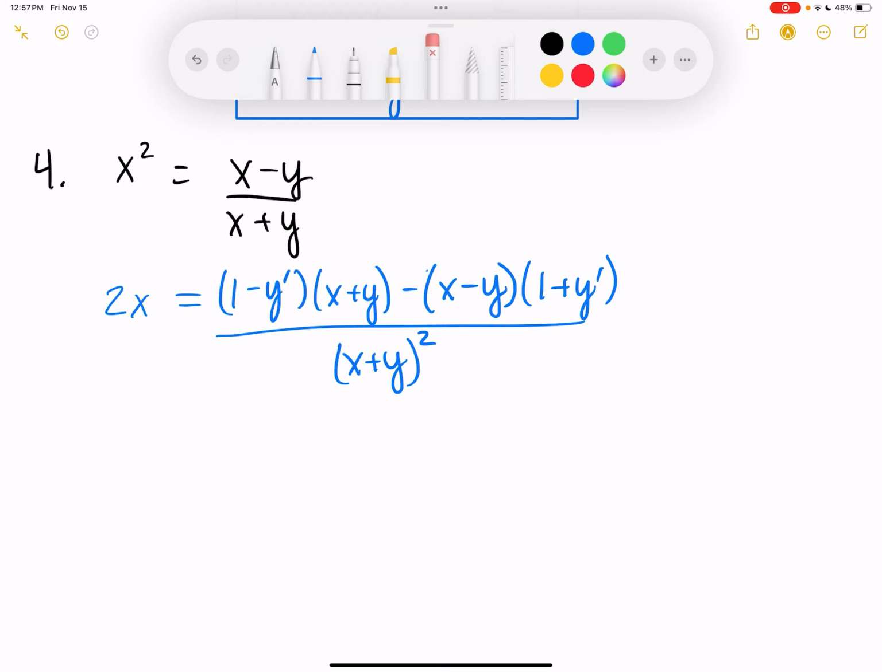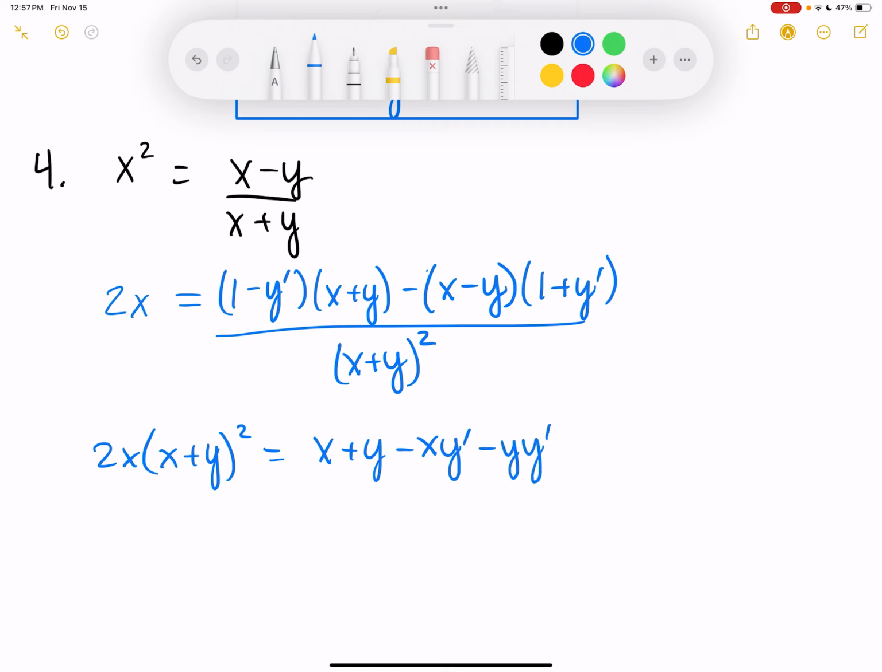All right, so I'm going to go ahead and multiply this over so I don't have to keep writing a fraction at this point. So 2x times (x plus y) squared equals, oh boy, x plus y plus, nope, minus xy prime, minus yy prime, minus bracket x plus xy prime, minus y minus y prime.